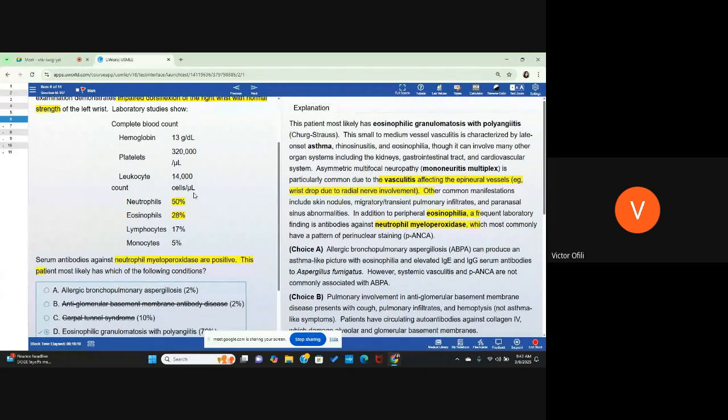Hypersensitivity, parasitic infections, allergies, allergic reactions. Good. So you see eosinophilia in helminth infections and sometimes in fungal infections as well, as in ABPA.